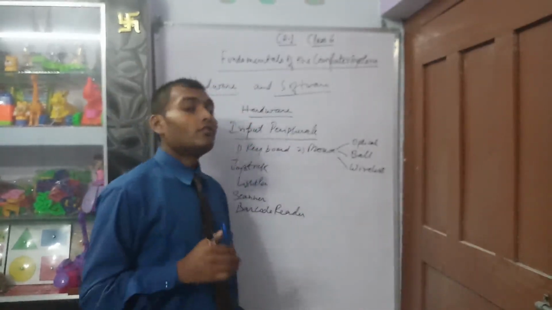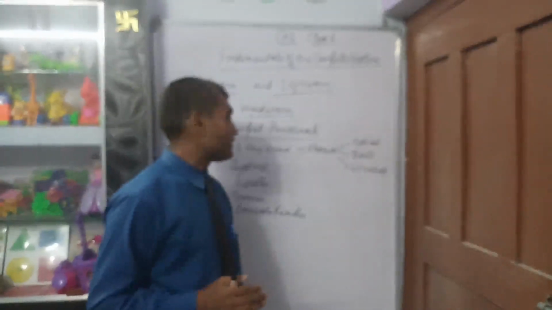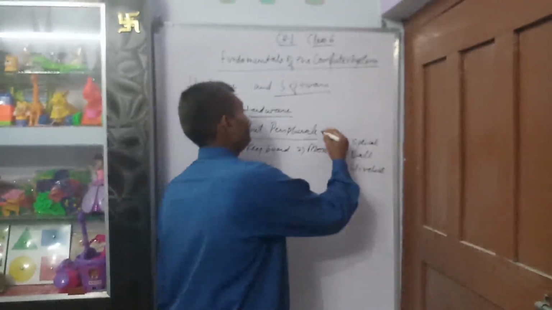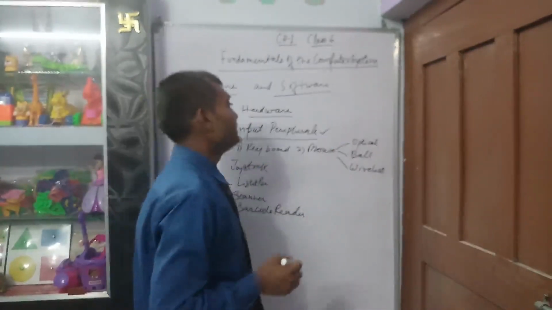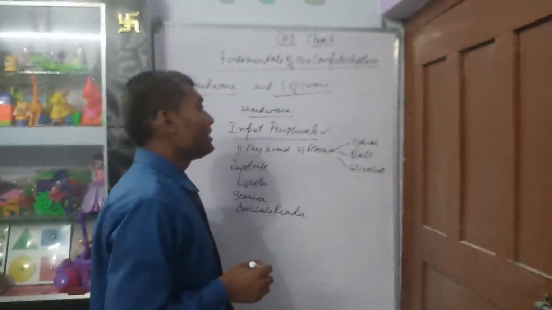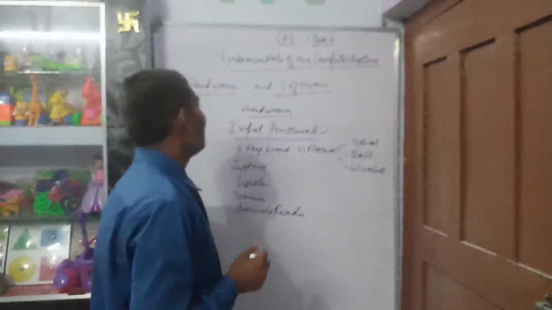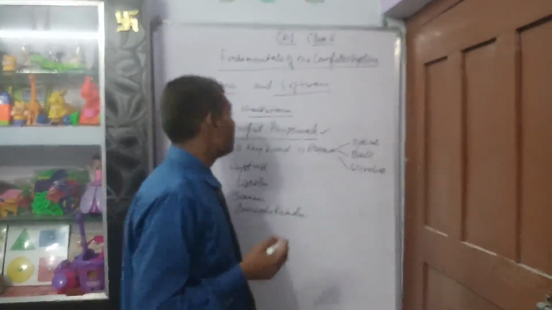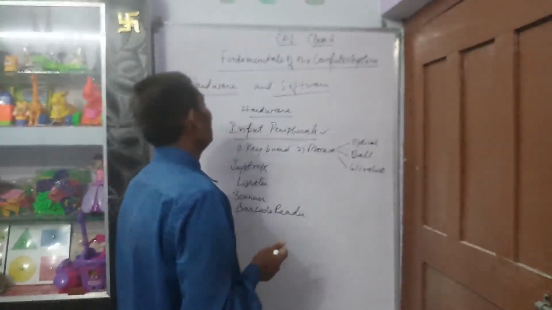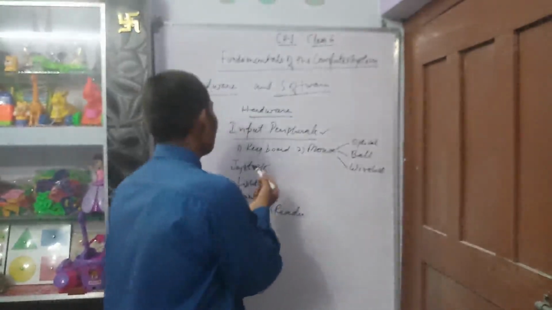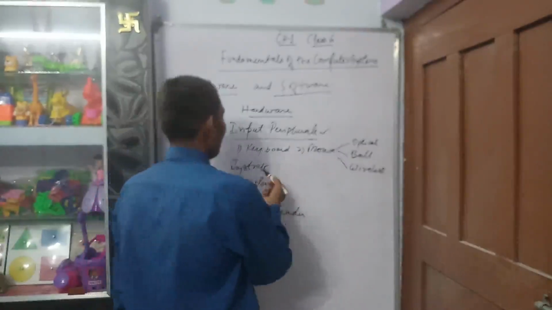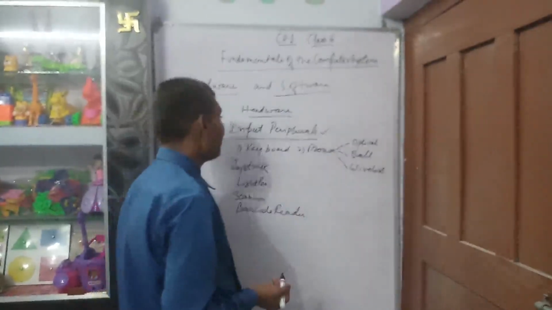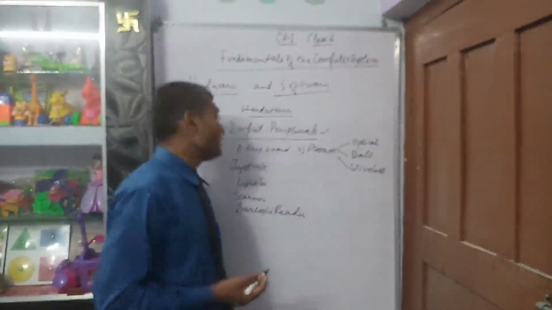So first of all, we will discuss the input peripherals. Now, what are peripherals? Peripherals are those external devices that we attach to our computer system. In the input peripherals category, first is the keyboard, second is the mouse, joystick, light pen, scanner, barcode reader, MICR, OMR, OCR. We will discuss all these things in detail.